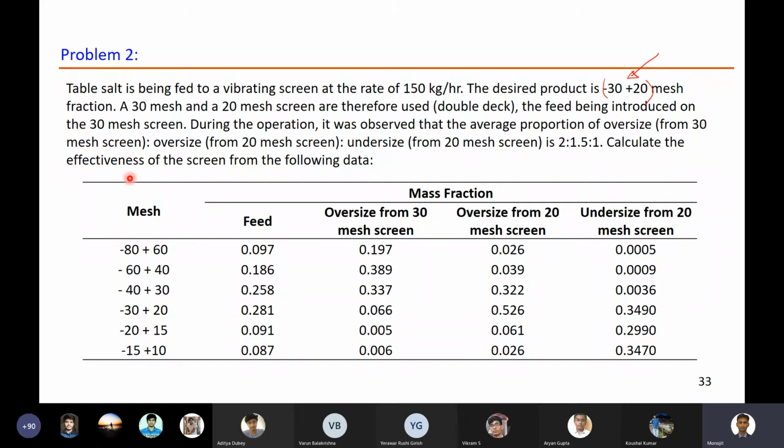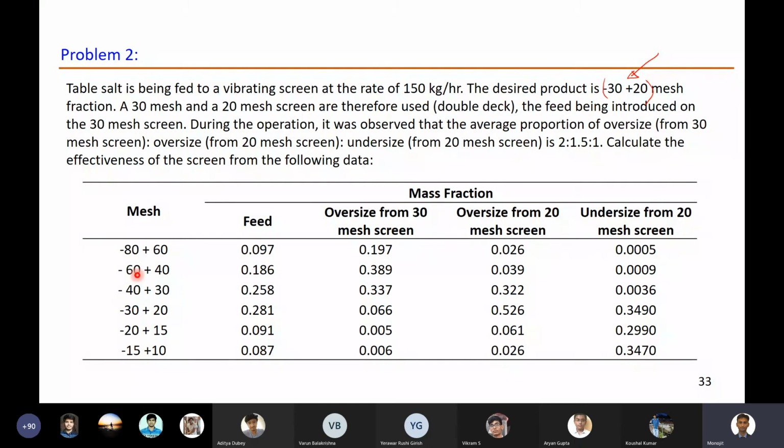Now what you have to calculate is the effectiveness of the screen from the following data. I'll show you a pictorial view of the entire problem, then you will understand it better. Your desired product is the minus 30 plus 20 mesh fraction, and to get this product we are using a double deck screen, where the top screen is 30 mesh and the bottom screen is 20 mesh. We feed the entire material on top of the top screen, and the assembly separates the particles into multiple fractions.